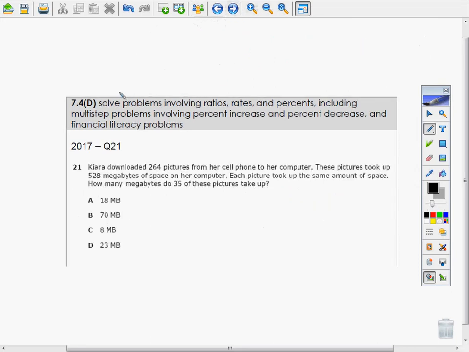Another question. Kiara downloaded 264 pictures from her cell phone to her computer. These pictures took up 528 megabytes. Let's write this statement down here. Remember, the first two numbers as a pair we are going to use as a ratio. 264 pictures, I'm going to put P as in pictures here. And they take up how many megabytes? 528 megabytes. I'm going to put MB.